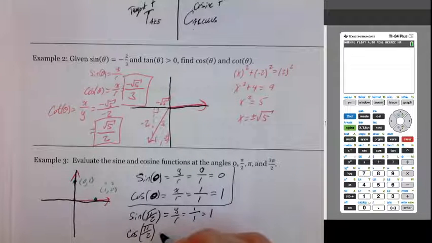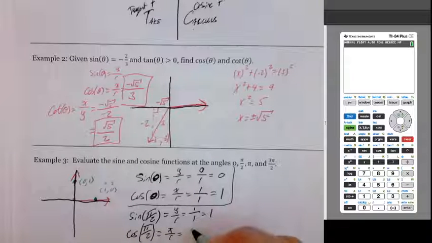Cosine of pi over 2 is x over r. X is 0, r is 1. 0 over 1 is 0.